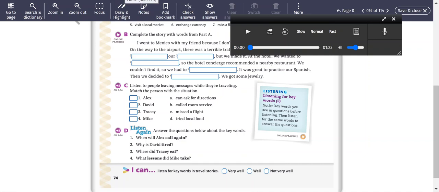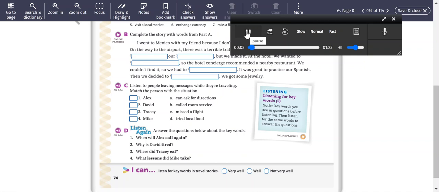The answers to part C are: 1, Alex, C, missed a flight. 2, David, B, called room service. 3, Tracy, D, tried local food. 4, Mike, A, can ask for directions. Now listen again and answer the questions in part D.